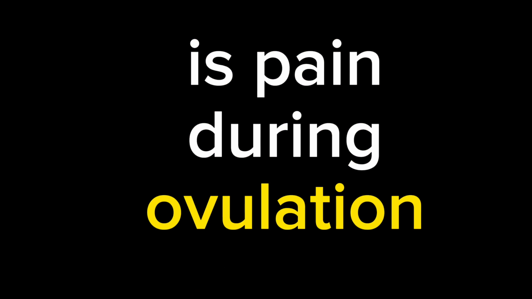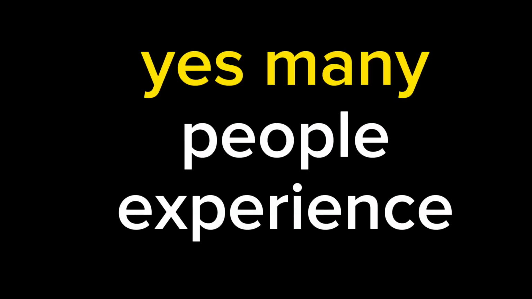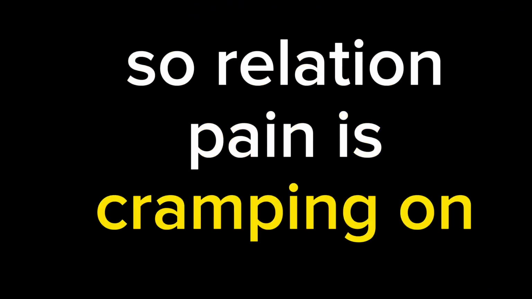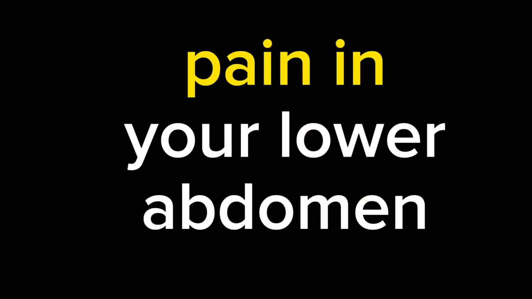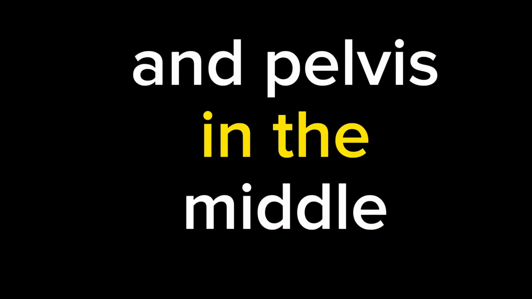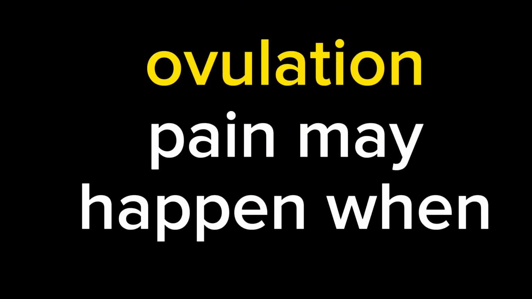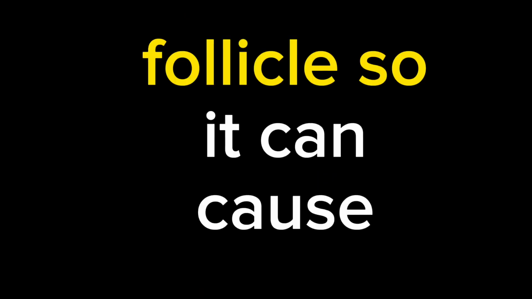Is pain during ovulation normal? Yes. Many people experience ovulation pain. Ovulation pain is cramping on the pelvic bone, and it happens during ovulation. You typically feel the pain in your lower abdomen and pelvis, in the middle or on one side. Ovulation pain may happen when an egg bursts from a follicle, so it can cause slight pain.